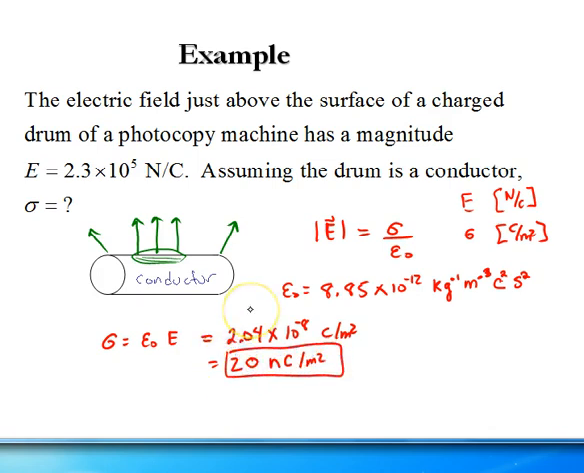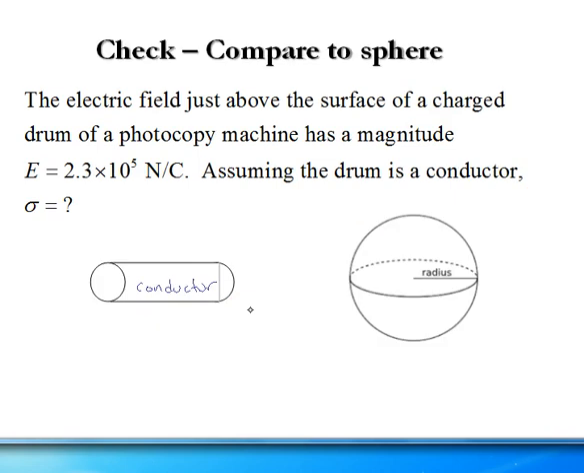So we can check this. Let's just do a check. Let's compare this to a sphere. If we have a sphere of charge, then the electric field right at the surface should look like all the electric field came from the entire charge at the center. So we could actually use Coulomb's law to check this. Let's just compare this to Coulomb's law.